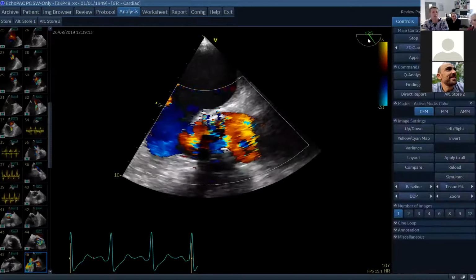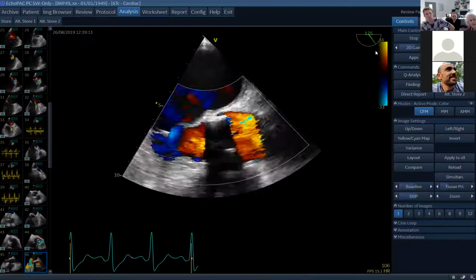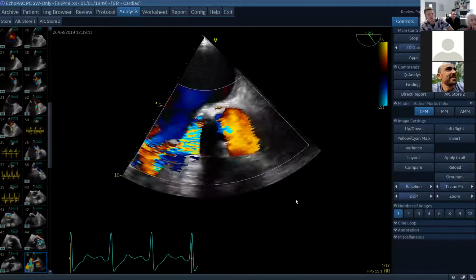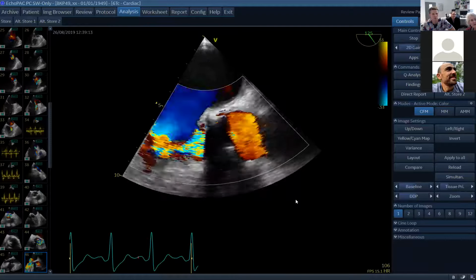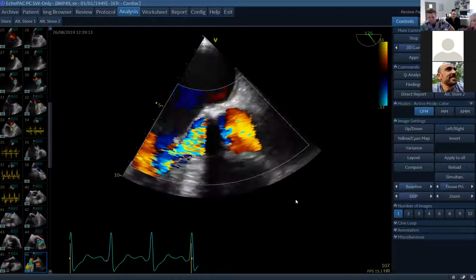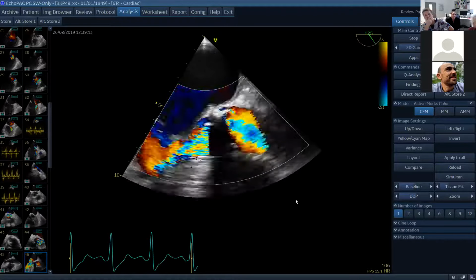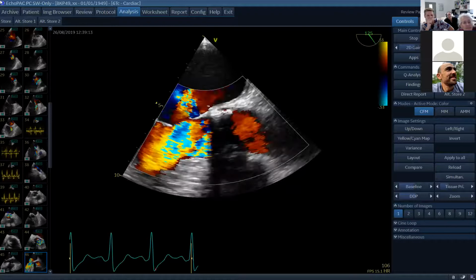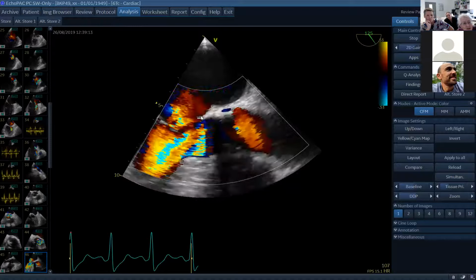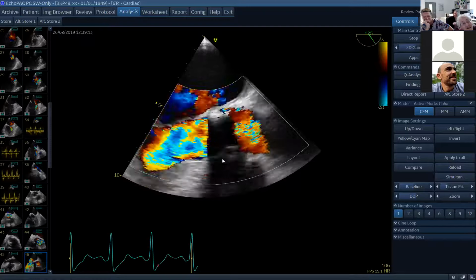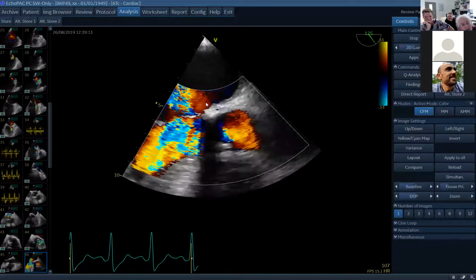All right. So this is at 120 degrees, mid-esophageal view. Can you just tell me what you can see? So this area up here is left atrium. Excellent. This is mitral valve. Yep. This is the anterior mitral valve leaflet. Very nice, including A2. And this is the prosthesis. Excellent.